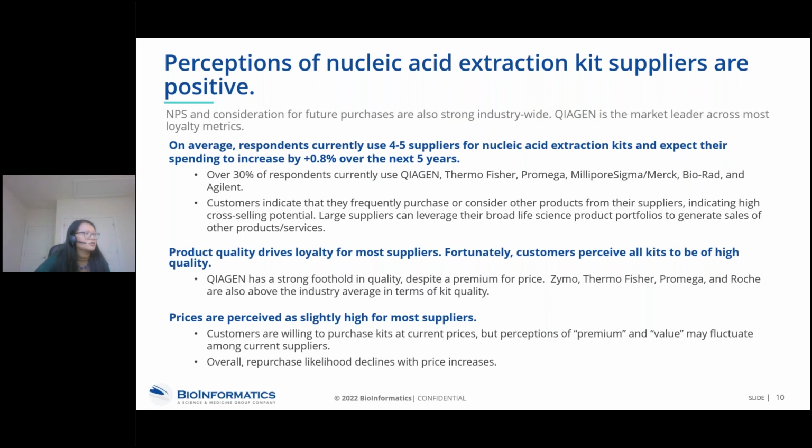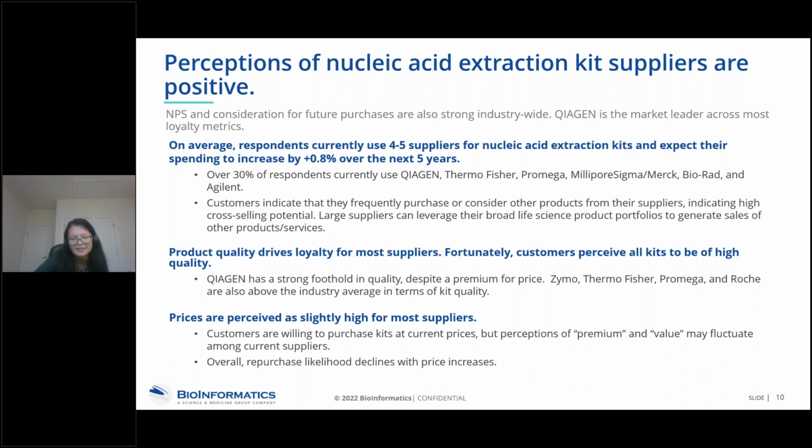Customers of individual suppliers indicate that they frequently purchase or consider other products from their suppliers, suggesting high cross-selling potential. This cross-selling potential can be leveraged by large suppliers that have broad life science portfolios to generate sales of other products and services as well.